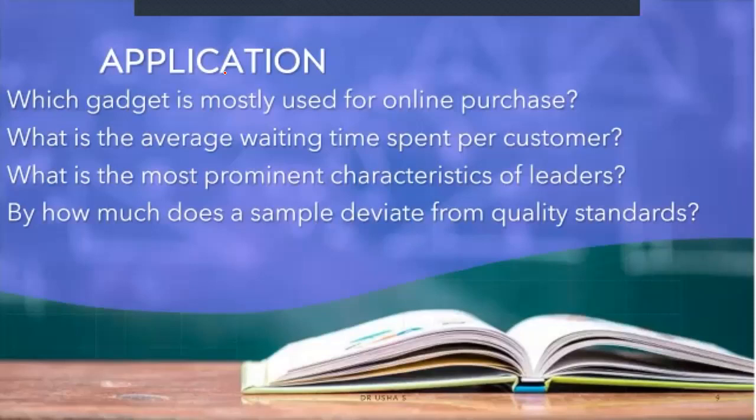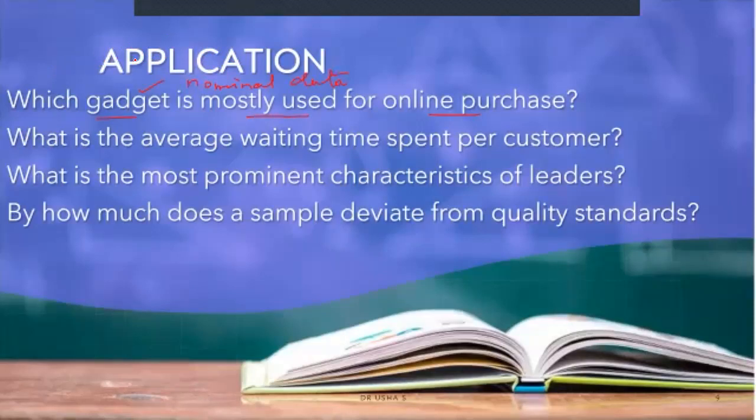Now that we have seen the types of data and what are the tools for data analysis, let's see what types of questions can be answered using such tools and statistical analysis. For example, first one you have, which gadget is mostly used for online purchase? So when you say gadgets, it is going to be only the name of the gadget. So this will be a nominal data.